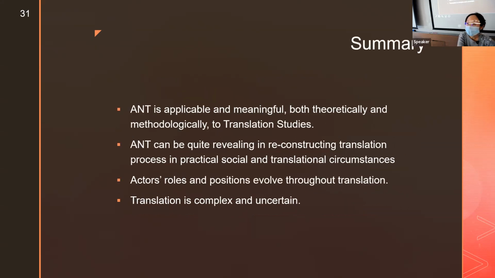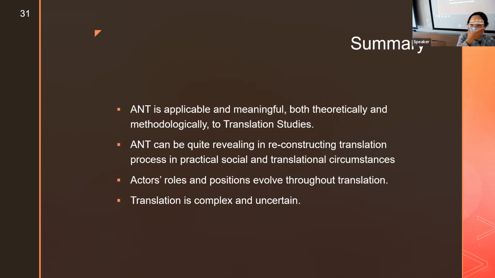And lastly, to summarize, ANT is applicable and meaningful both theoretically and methodologically to translation studies, on condition that its theories and methods are fully studied and tailored to the translation case under study. It can be quite revealing in reconstructing translation processes in practical, social, and translational circumstances, because it not only encourages detailed descriptive accounts, but also provides analytical tools to cut through the surface of description.